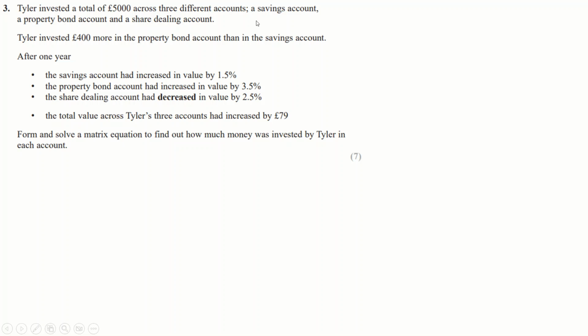So he's got 3 accounts. I've called this one A, this one B, and this one C, just because I don't really care. And he invested £5,000 originally. So A plus B plus C, the amount he invested in each, is equal to 5,000. 400 more in property, so 400 more in B than in A. So that means B is 400 plus A. I'm going to write this really weirdly. I'm going to write it like this.